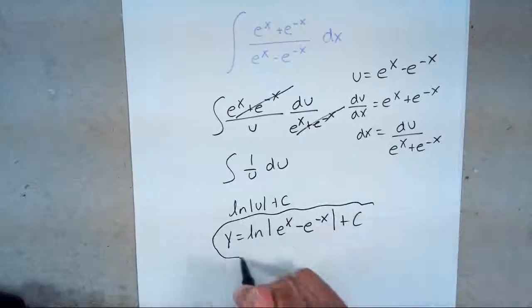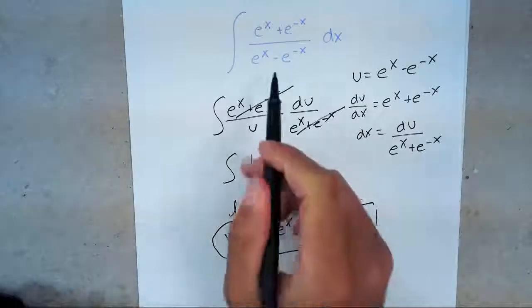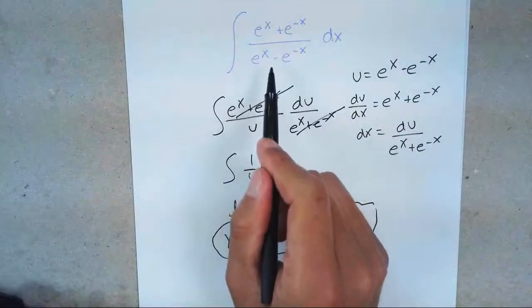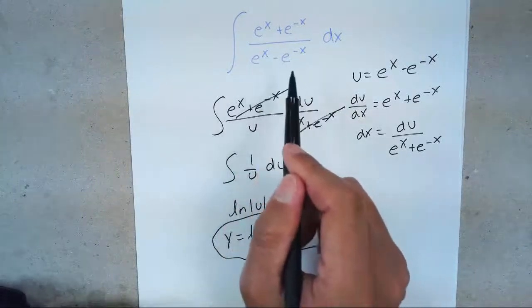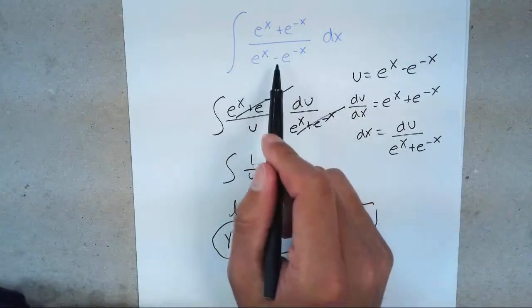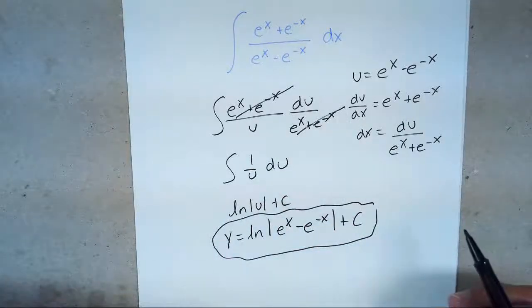and that's my general solution. So whenever you have more than one term on your bottom, you're always going to use substitution, and your u is going to pretty much 98% of the time equal the bottom. And you just treat it like normal, okay?